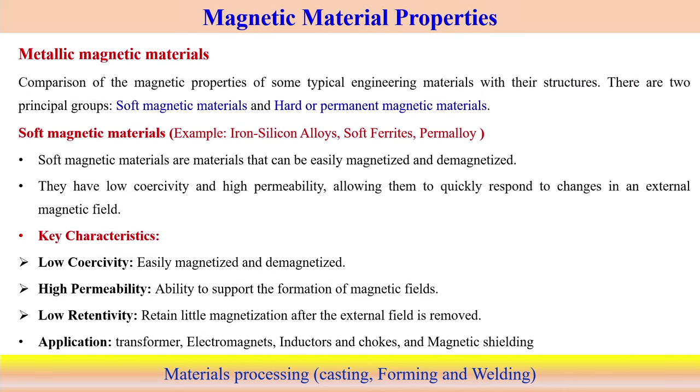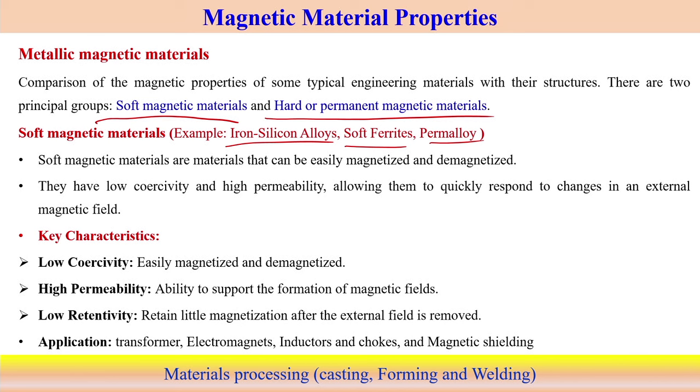Now there are several magnetic materials, but depending upon the magnetic properties of some engineering materials, we can categorize them into two different categories. One is the soft magnetic materials, another is the hard or permanent magnetic materials. Examples of soft magnetic materials are iron-silicon alloy, soft ferrites, and permalloy; all these are examples of soft magnetic materials.